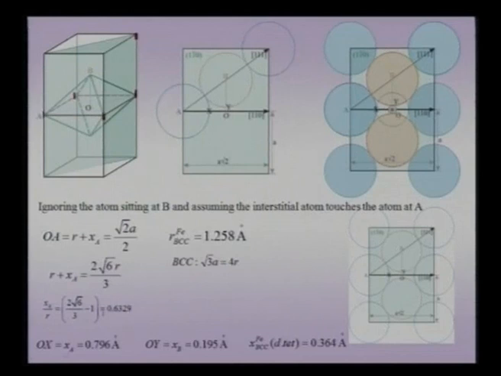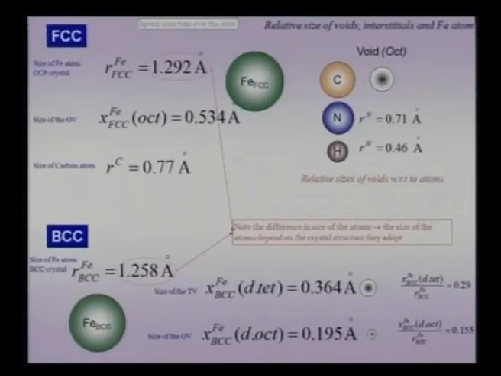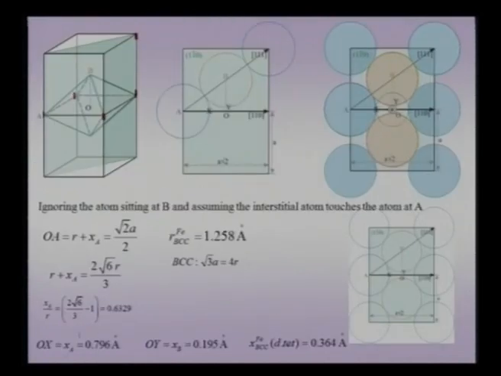Now, trying to translate this into real dimension, my OX for the BCC iron crystal is 0.796 angstroms. Let me compare it with the size of the carbon atom, which is of the size of 0.77 angstroms. So, this OX is larger than the size of my carbon atom, and if you compare this with OY, which is a smaller number, it is 0.195.